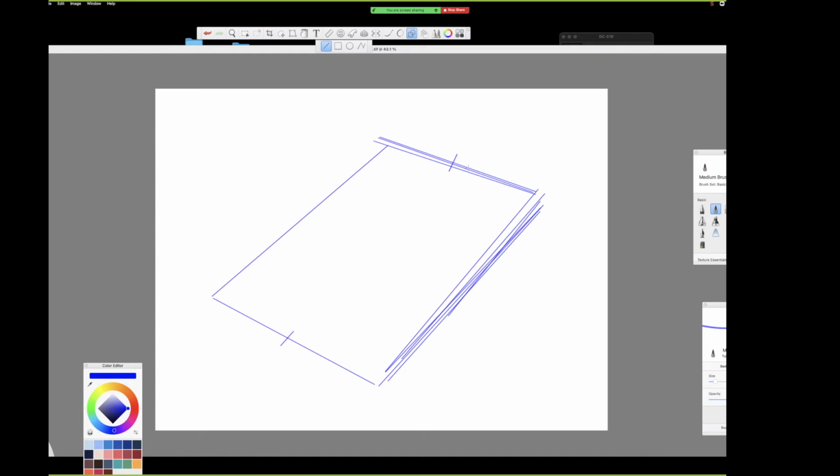Because this is further away, it needs to be shorter. This is closer, it needs to be longer. The converse is correct as well. This is closer to me, generally speaking, than this one. It's a little further back. So then these two lines would do the same thing. We'll get to that in a second.